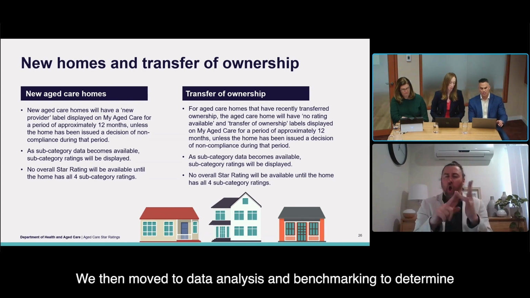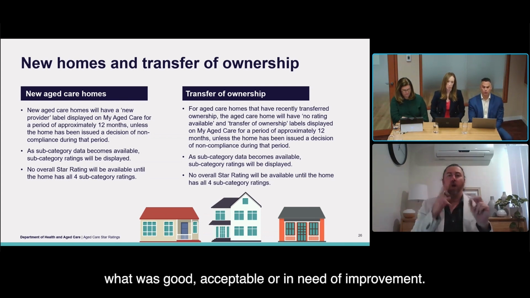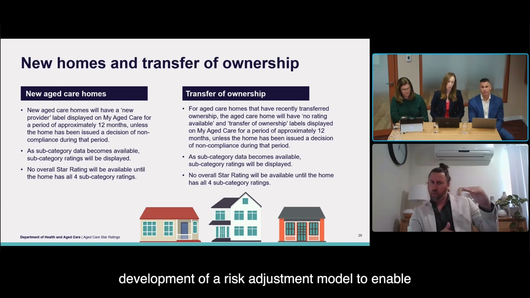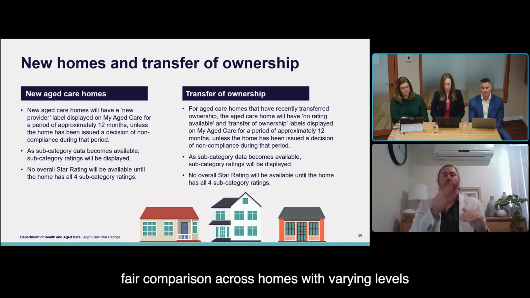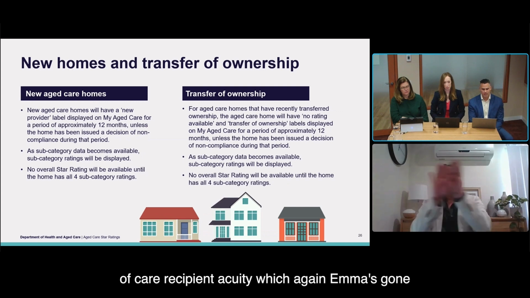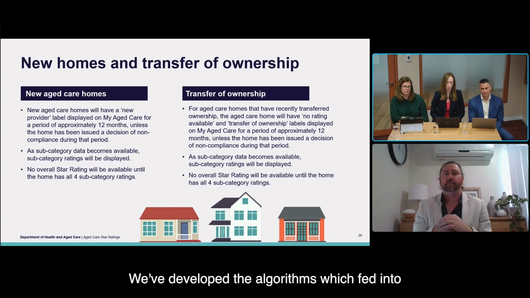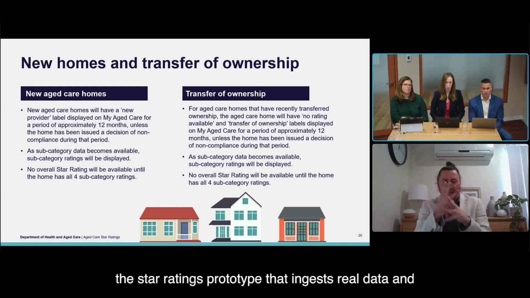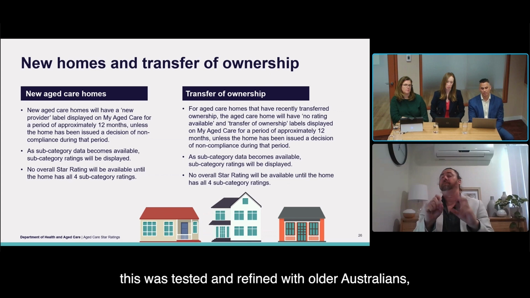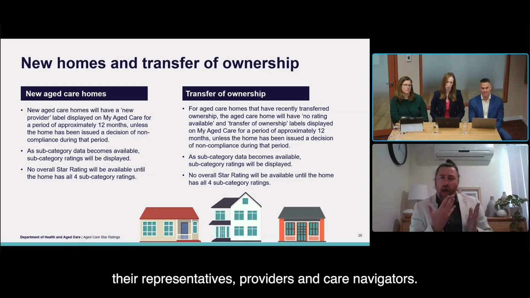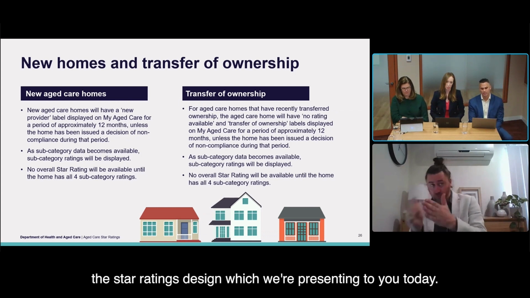We then moved to data analysis and benchmarking to determine what was good, acceptable, or in need of improvement. And as Emma's described, that included the development of a risk adjustment model to enable fair comparison across homes with varying levels of care recipient acuity, which again, Emma's gone into some detail about. We developed the algorithms, which fed into the star ratings prototype that ingests real data. And this was tested and refined with older Australians, their representatives, providers and care navigators. And then we sought ministerial agreement to the star ratings design, which we're presenting to you today.